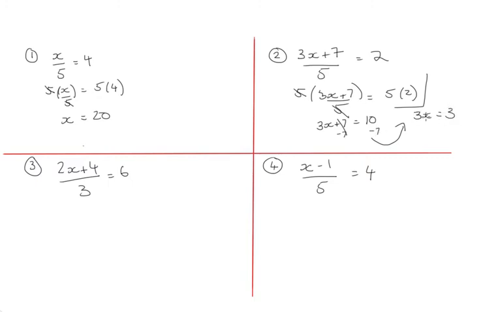Now I want to get rid of this 3. This 3 is being multiplied by this x, so we have to do the opposite and divide both sides by 3. That cancels with that. So x is equal to 3 divided by 3, which is 1.